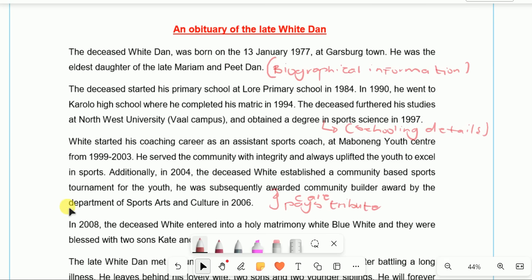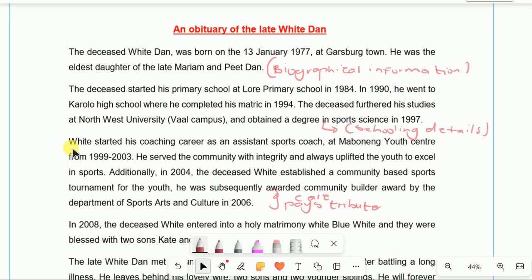In paragraph 3 now, I will dedicate it to paying tribute to the deceased. Remember, when you pay tribute is when you highlight the deceased's most important achievements as well as his career. So you use paragraph 3 to document career life as well as to pay tribute to the deceased. And when you pay tribute, you go back to the question again. The question says that he was an important figure within the community. So that must also be part of the tribute, so that you know you have successfully answered the question. Now, White started his coaching career.